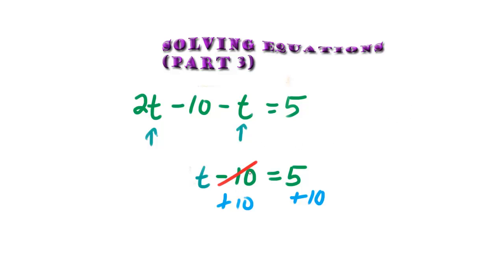So here we go, -10 and +10, boom, gone. Just the t is left, and it's equal to what? Well, we have 5 plus 10. I think we all know that. It's just 15. And there's nothing else surrounding the t.